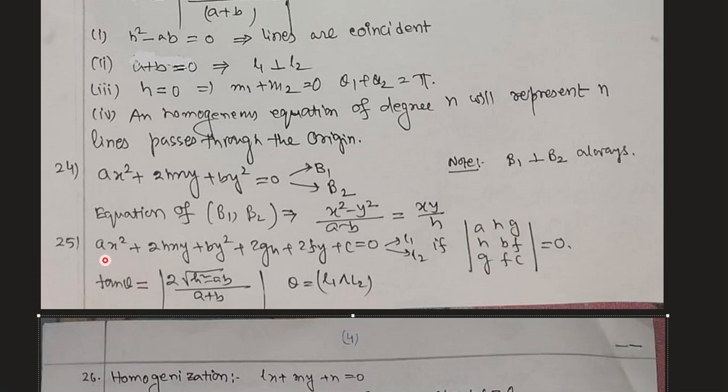Now this is a general second degree equation, and this equation represents two lines, L1 and L2, when this determinant is 0. And the angle between the two lines is this one, where theta is the angle between the lines L1 and L2.